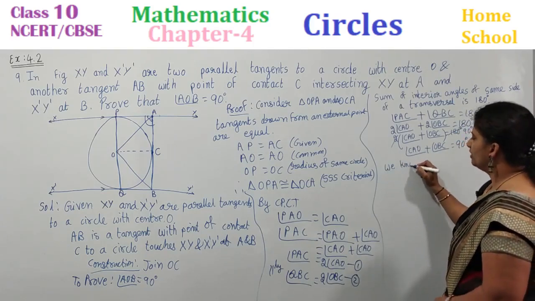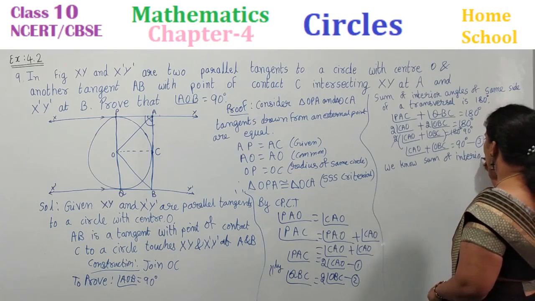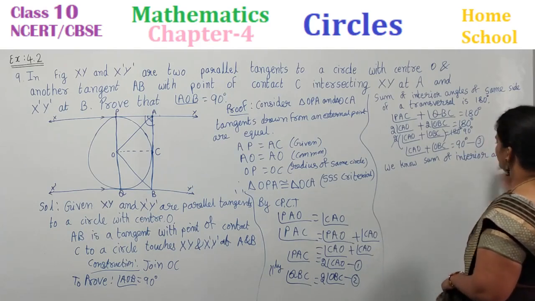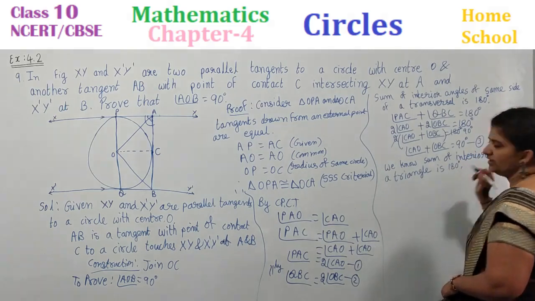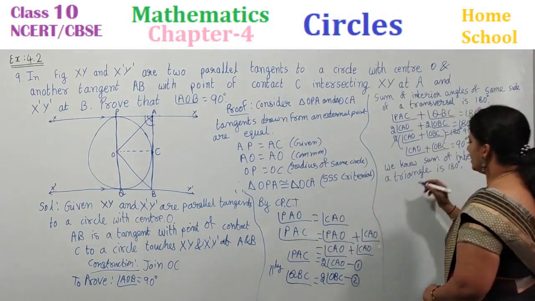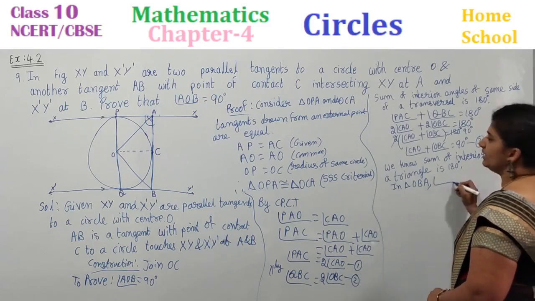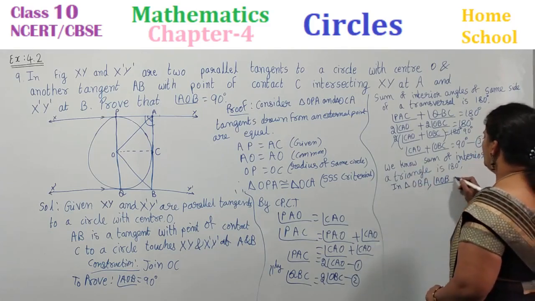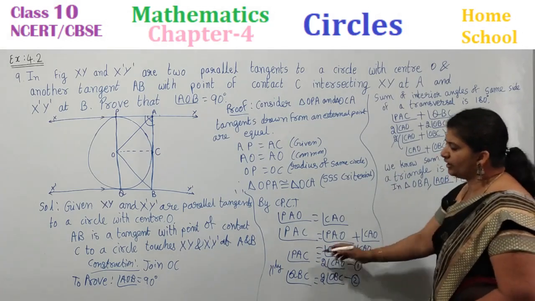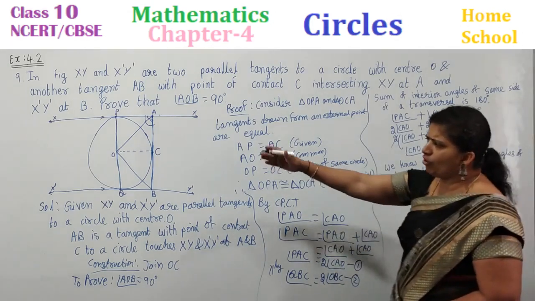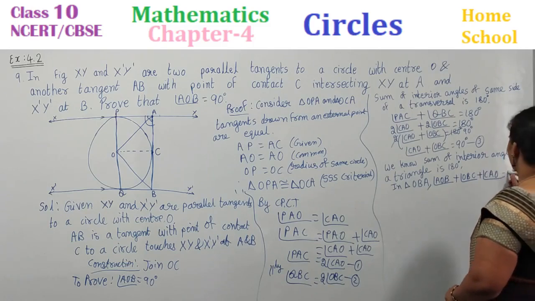We know the sum of interior angles of a triangle. The sum of interior angles of a triangle is 180 degrees. Yes, do you know, everybody? Yes. Consider the triangle. In triangle OBA, angle AOB plus angle OBC, or OBA also you can write. We got here OBC, right? OBC or OBA both are same, plus angle CAO is equal to 180 degrees.